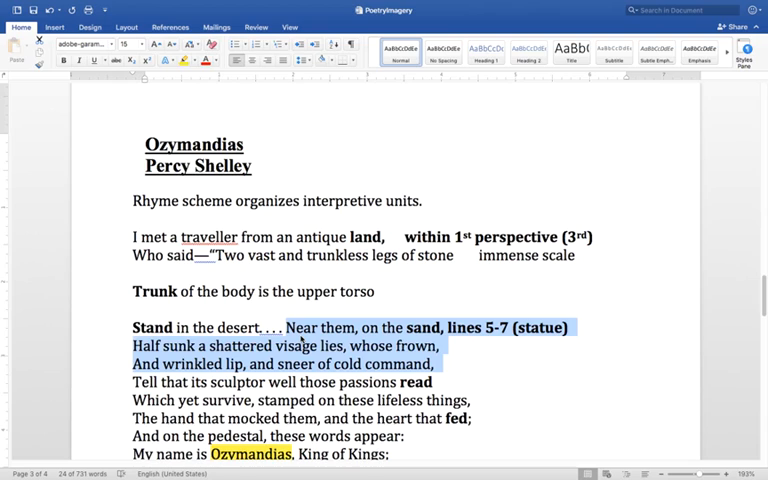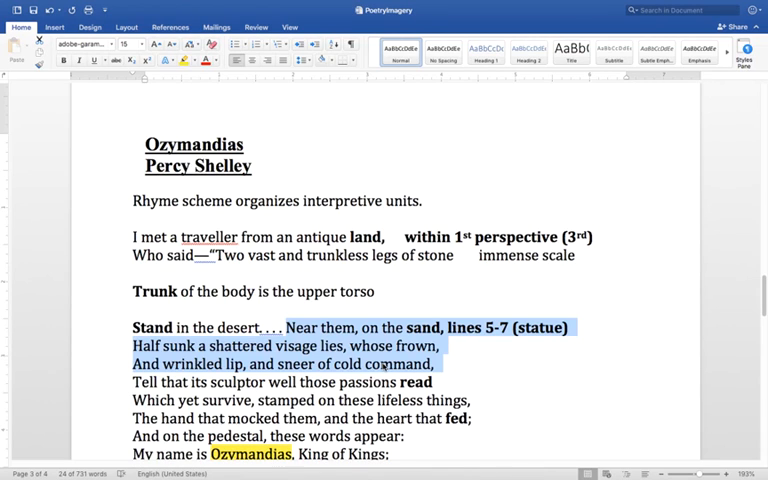And what kind of a sneer is it? It's a sneer of cold command. This should take you back to the Kubla Khan, right? Just as Kubla Khan is a king who decrees a stately pleasure dome, here, whoever this person was that had the statue made of him gave cold command that this statue should be built. There's a king involved in both Ozymandias and in Kubla Khan.